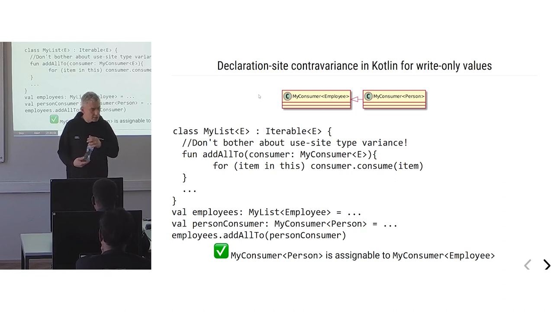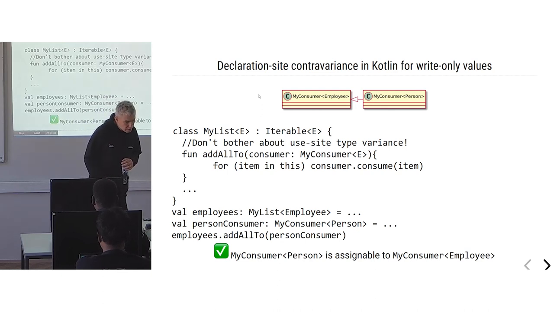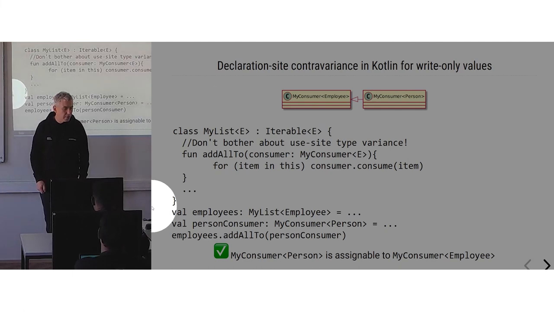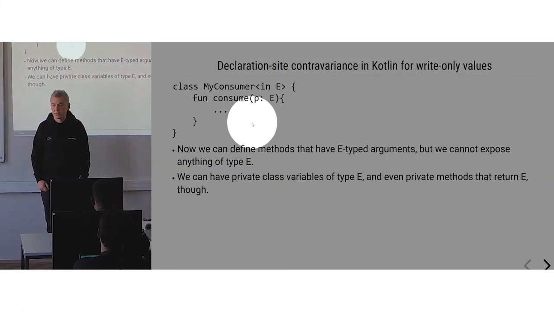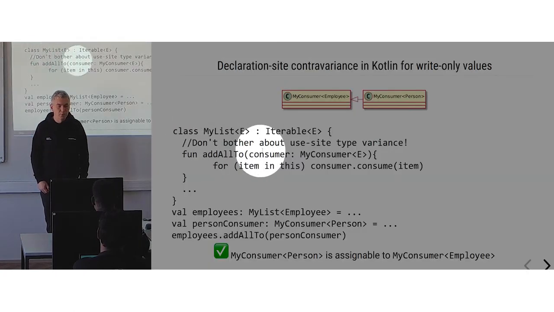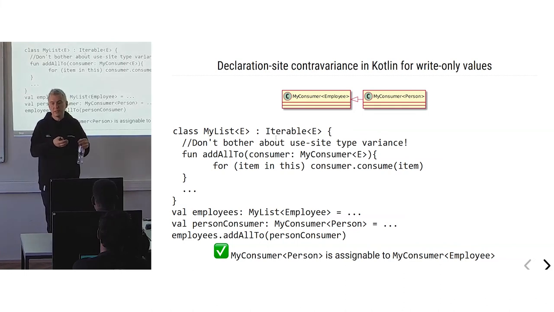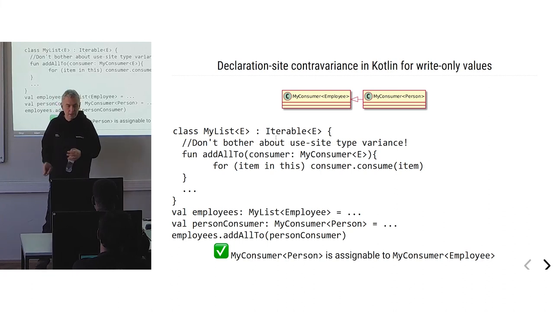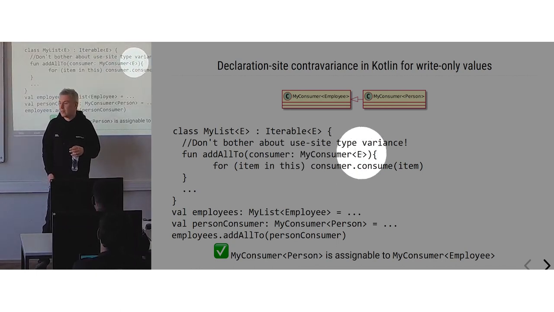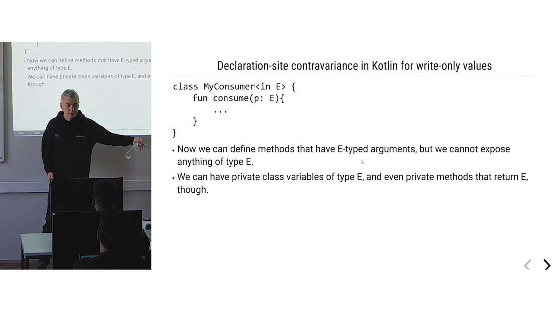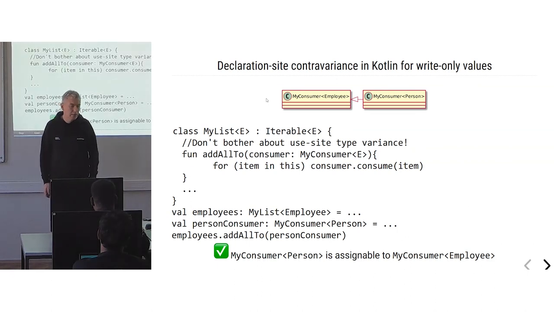For write-only values, in this example we created MyConsumer like on the previous slide in Kotlin, and we are creating an overload addTo for our MyList. We're adding another convenience method that dumps all our elements to some consumer. For each element, we are going to just feed the consumer. And in order for this method to be convenient, we do nothing, because Kotlin does everything for us. We're just saying MyConsumer of E, and we don't bother about the in word here, because MyConsumer is already defined as a contravariant class. So it's really very convenient, and this is what you can do in Kotlin unlike Java.